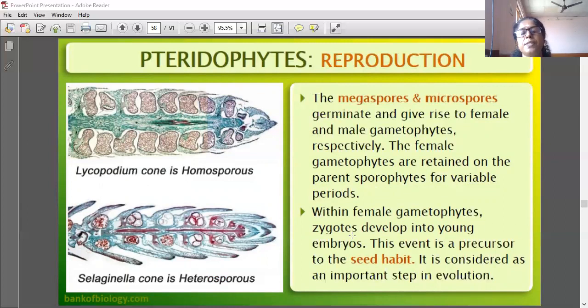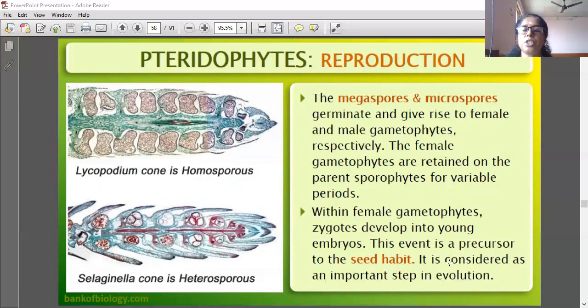Within the female gametophytes, zygotes develop into young embryos. This event is a precursor to the seed habit. It is considered an important step in evolution. So this question is also important. Homosporous means all the spores are the same size. Heterosporous means some are small and some are large. Selaginella is heterosporous. Here the male gamete is detached from the parent plant and flows through the water, but the female gametophyte stays inside the sporophyte. Fertilization takes place in the plant itself.